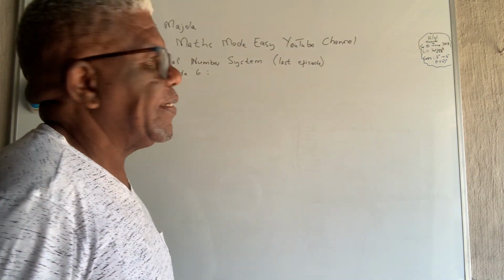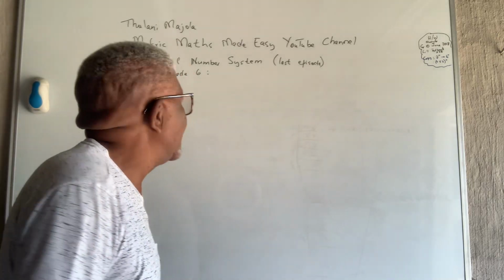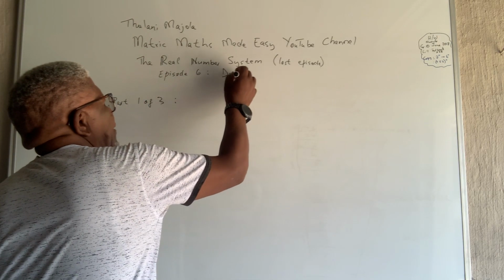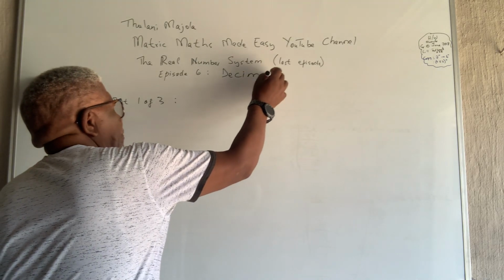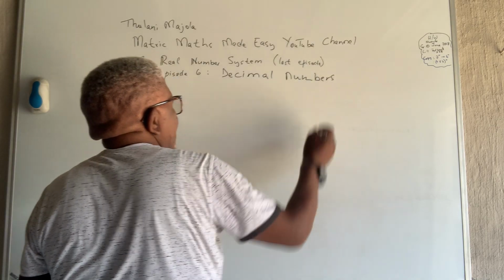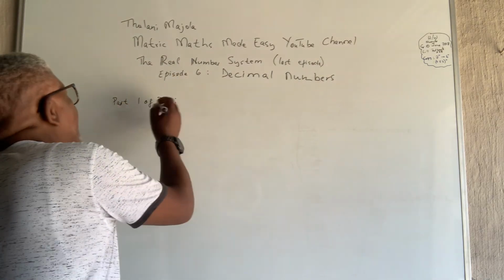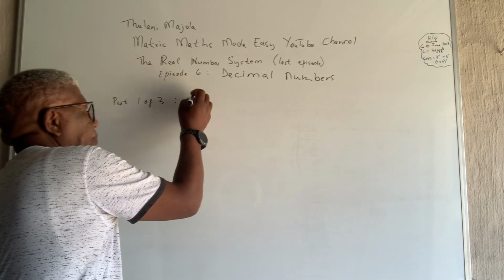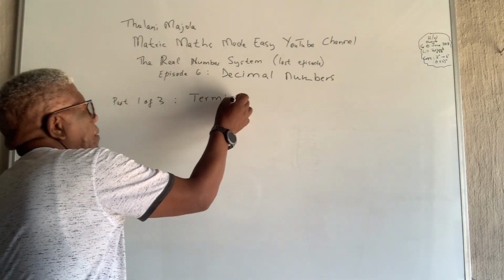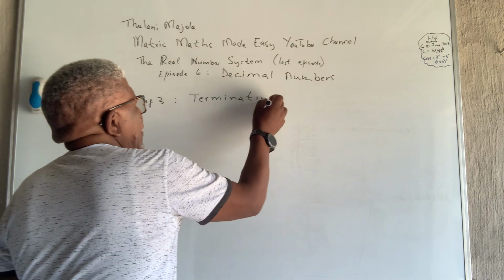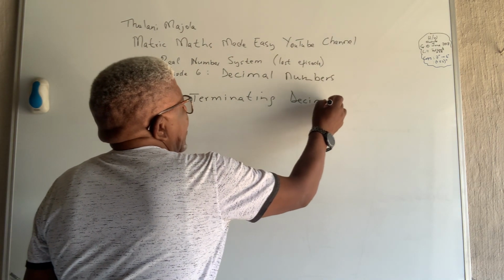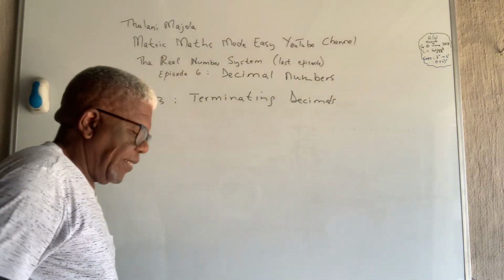The real number system was the last episode. Episode 6 is on decimal numbers. Part 1 of part 3, the terminating decimal numbers. We can also call them terminating decimals.